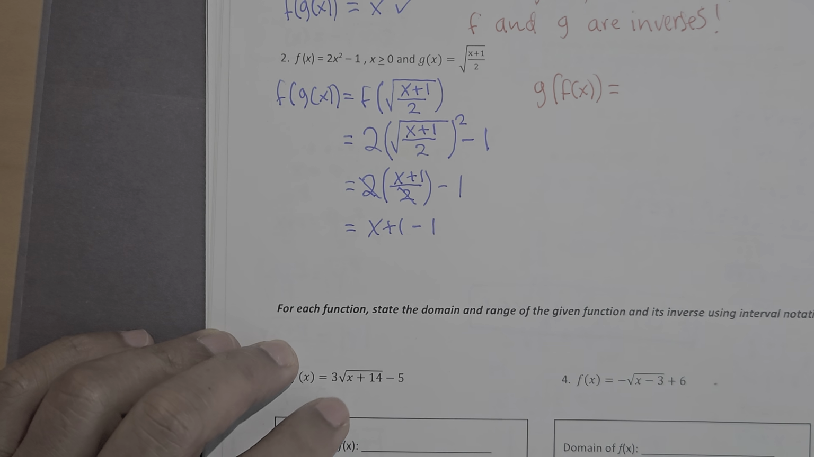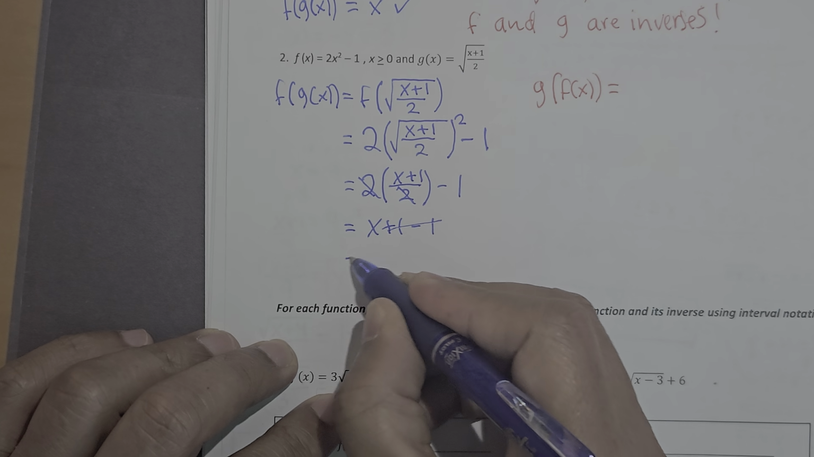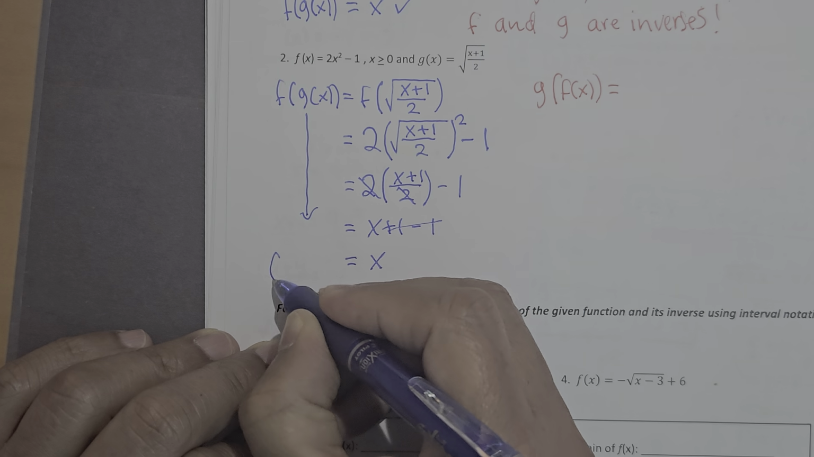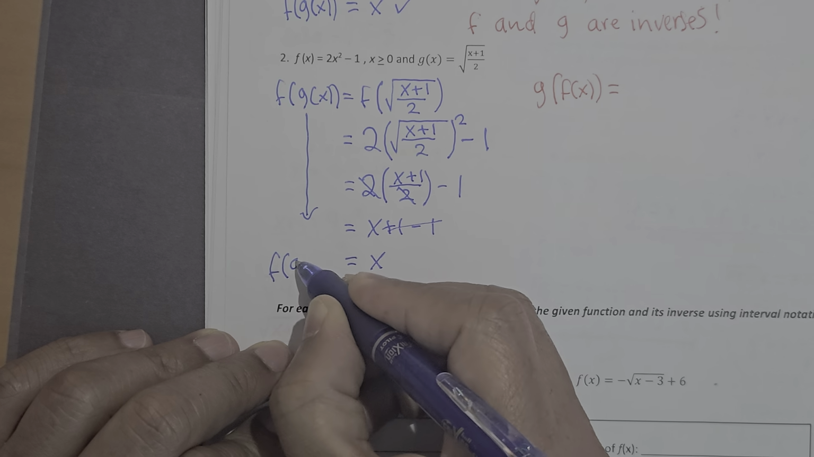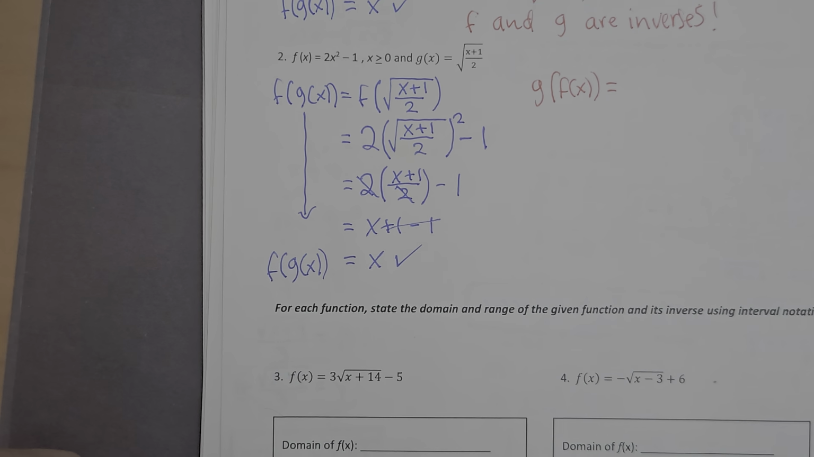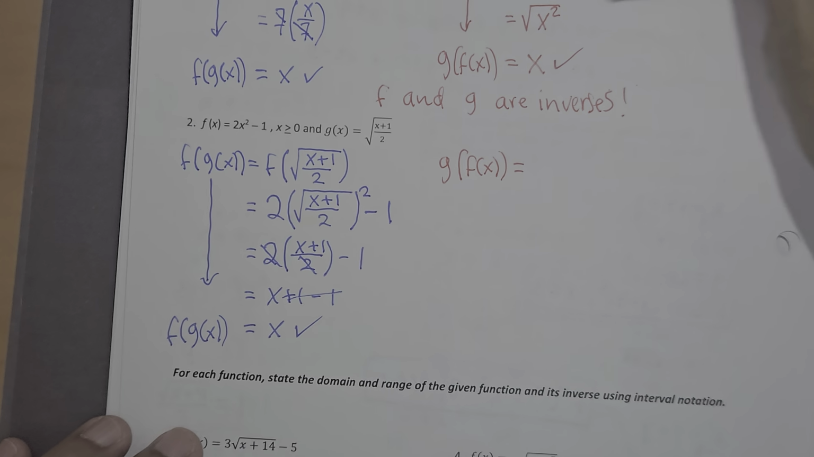So as you can see, plus 1 minus 1, the 1's cancel, and all that's left is x. So far, this says that f and g are inverses, but we still need to do the other proof. So check on this one. So let me do the other proof now.